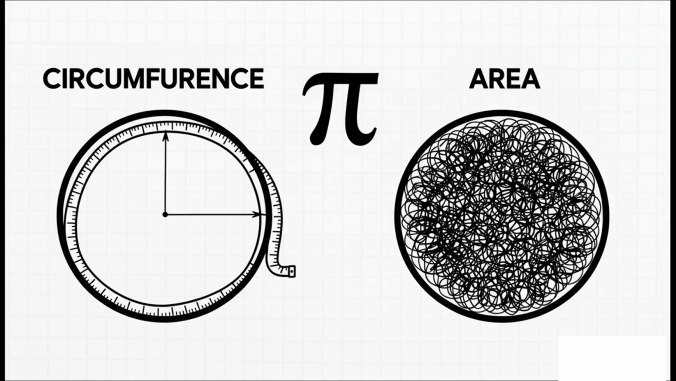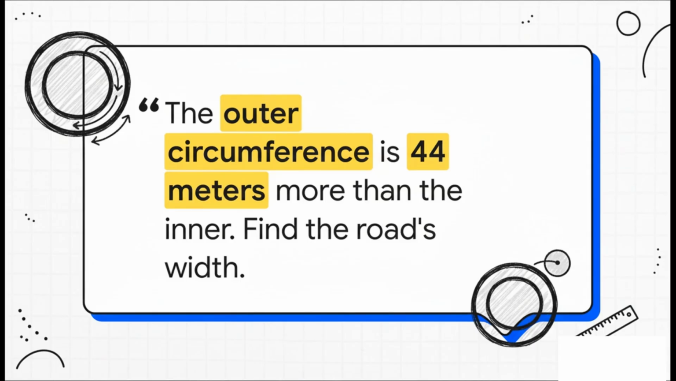The circumference, that's the distance all the way around, is 2 times pi times the radius. And the area, all the space inside, is pi times the radius squared. Simple, but absolutely fundamental. So how can we actually use this? Let's try a practical problem.